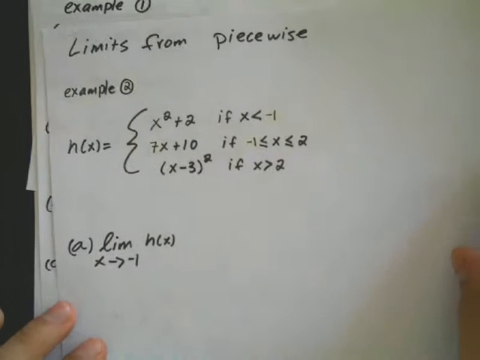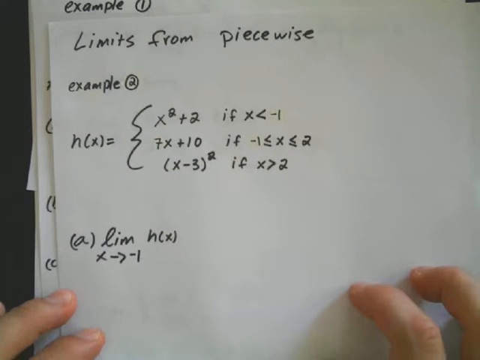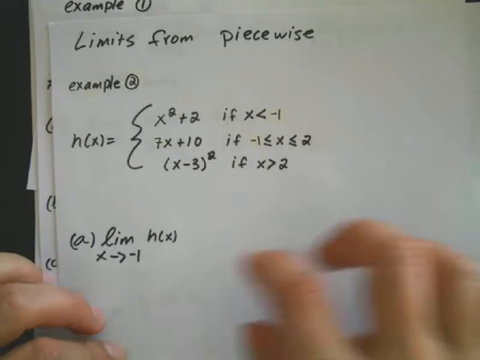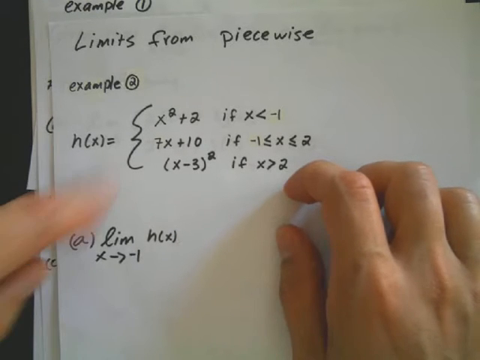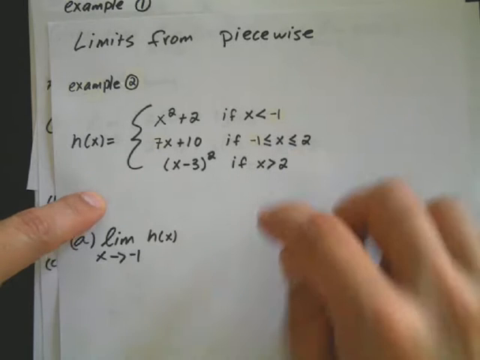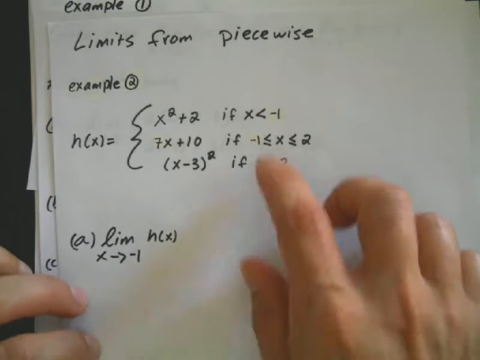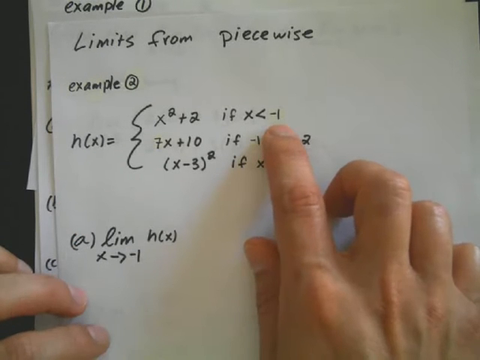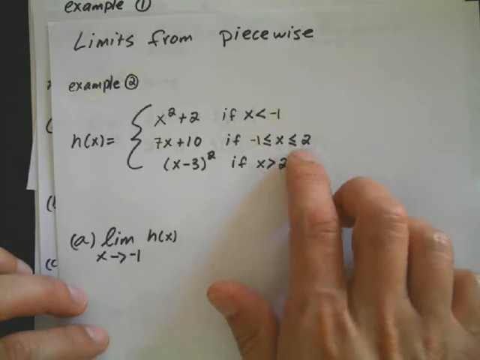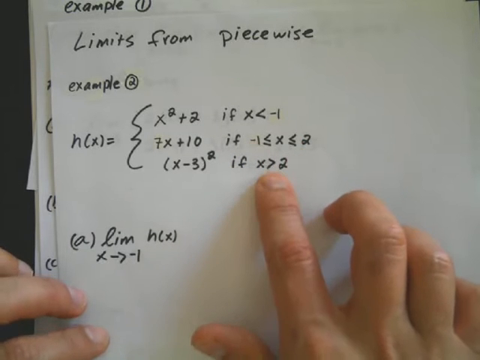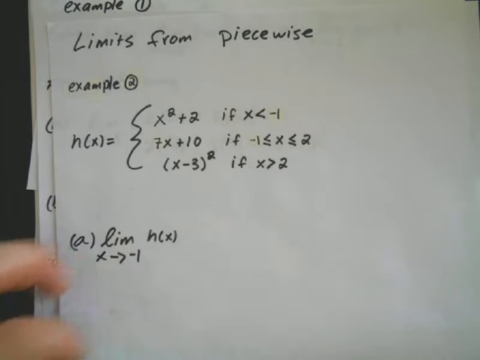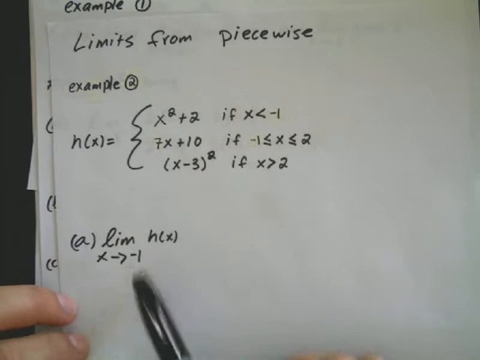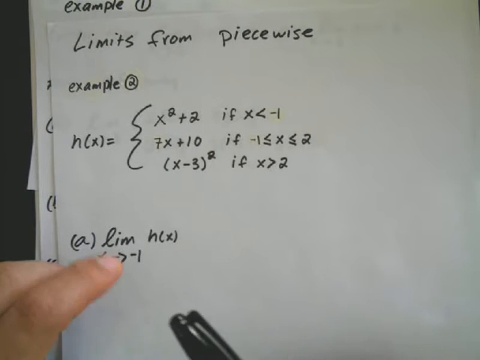Example 2 now is we're going to be looking at some limits from piecewise functions. Again, we're not looking at a graph anymore. We're looking at just what a function is given to us, and in this case, it's 3 separate definitions: before you get to -1, in between -1 and 2, and then after you get past 2, you have this bottom definition. Alright. There are 2 parts. Part A is going to be finding the limit as x is approaching -1.